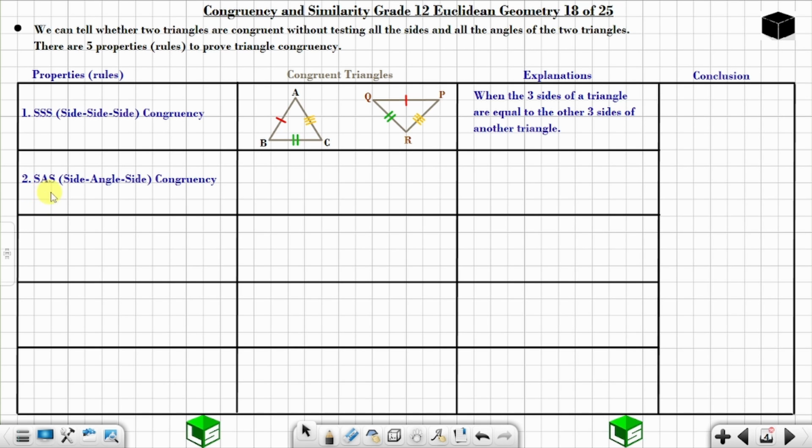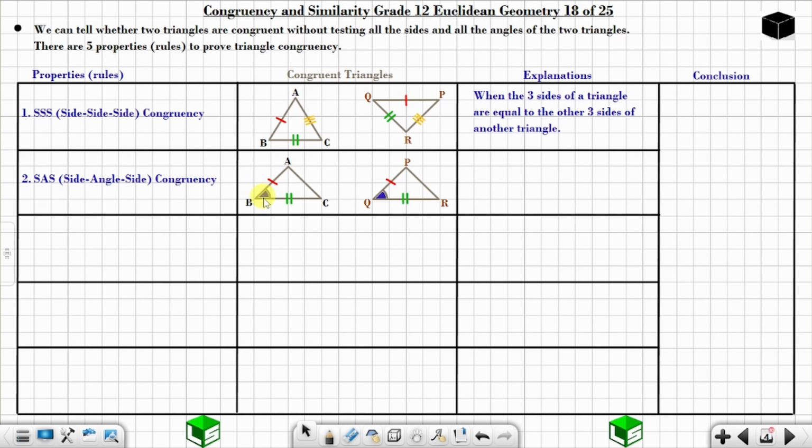Okay, now property number 2, sides angle sides congruence property. So you can have something like this. Okay, this side is equal to this side, this angle is equal to this angle, and this side is equal to this side. You can see you have an included angle. An included angle means an angle between two sides.